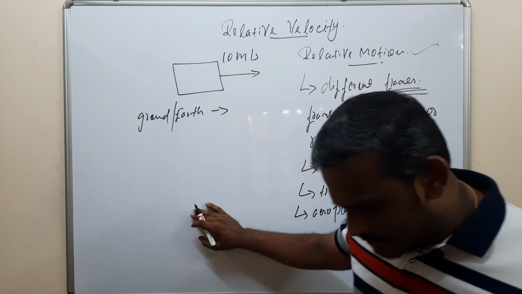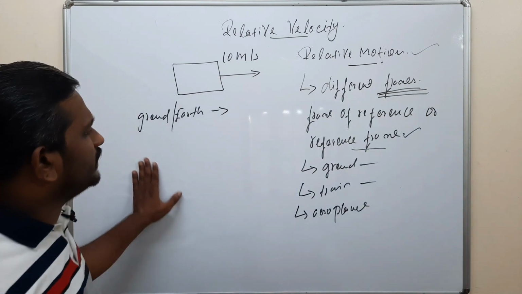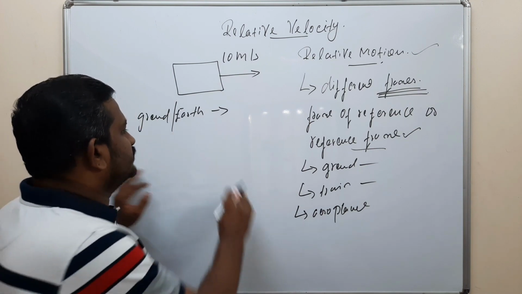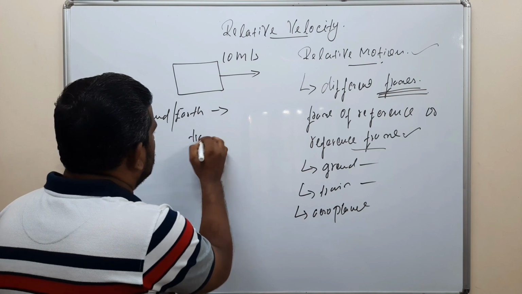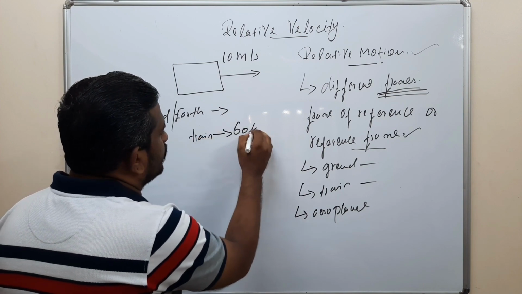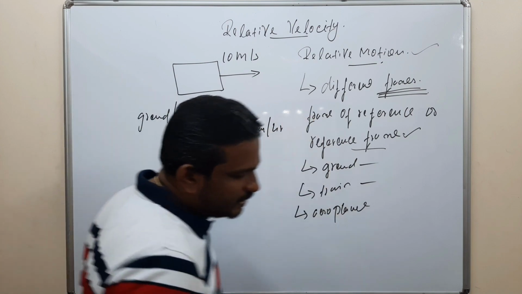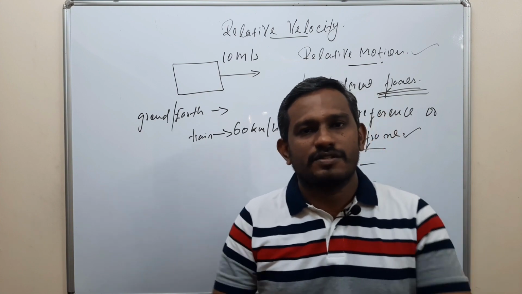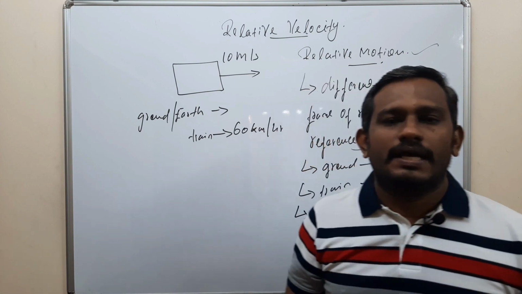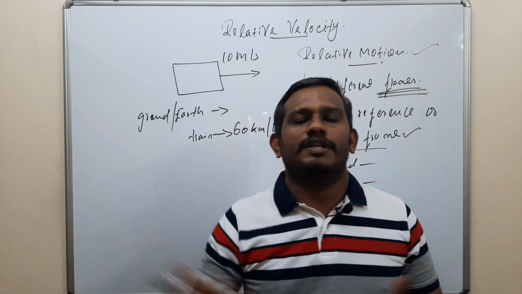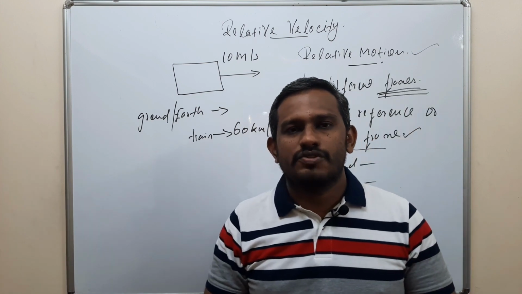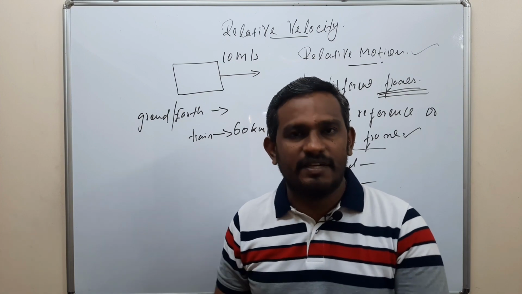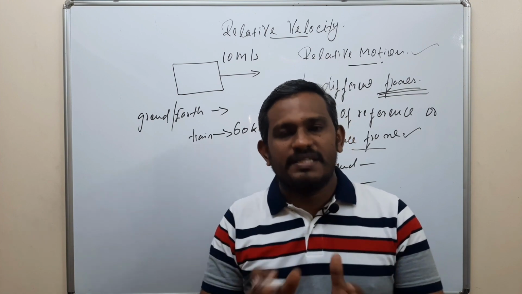For example, a passenger is moving in the train. The train is moving at 60 kilometer per hour. A person who is standing on the platform, watching the train, feels that the passenger is moving with 60 kilometer per hour. Am I right? So now the frame of reference is ground, because the observer is standing on the platform, on the earth. So ground or earth is the frame of reference.